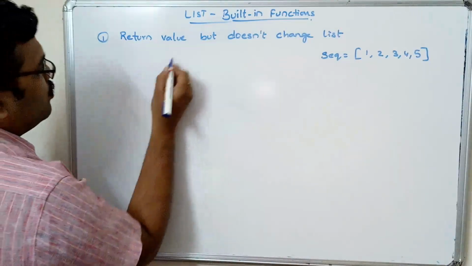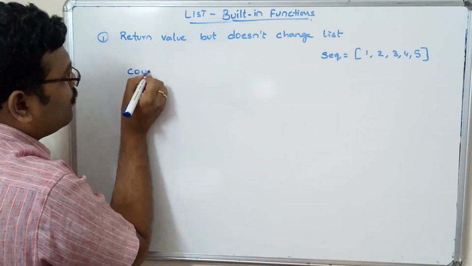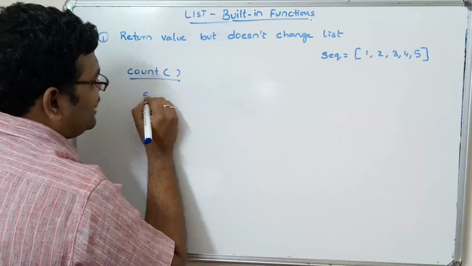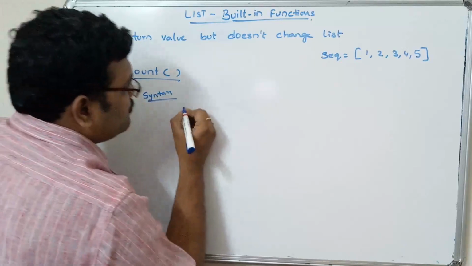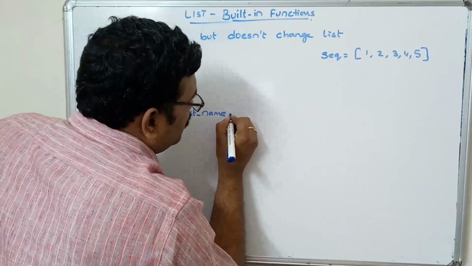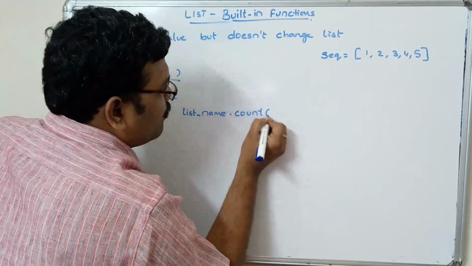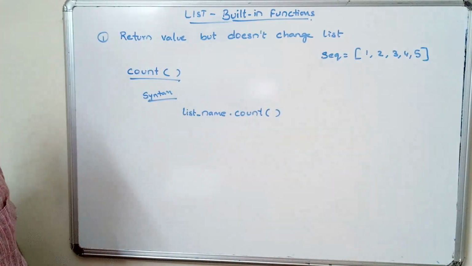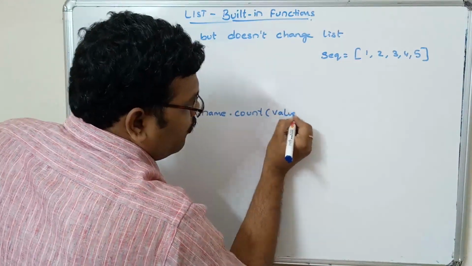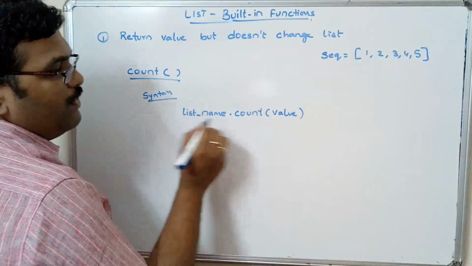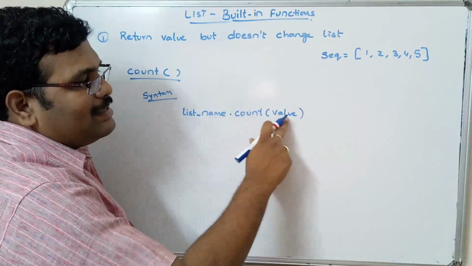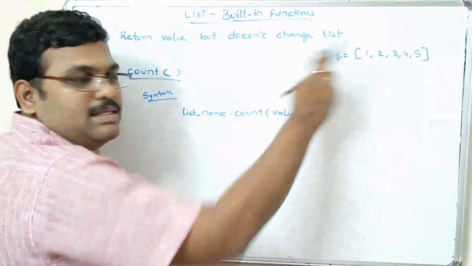First one is count. So the syntax for this count is list name dot count, right? Count of value. So this count will return the number of occurrences of this value in the given list.